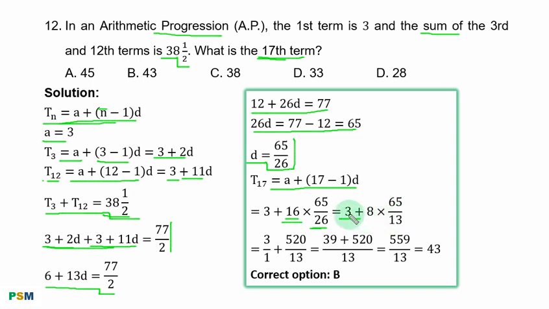You can write 3 as 3 over 1. This is 1 term. If you multiply, you have 520 over 13. If you find the LCM and simplify, you have this result. After division, you have 43 as the 17th term. The correct option is B.